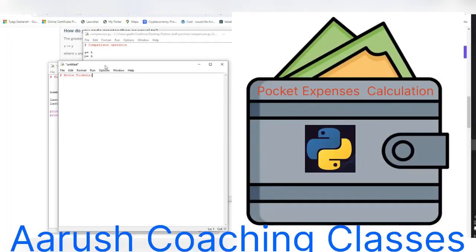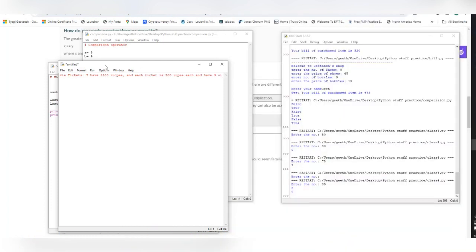You have gone for a movie and you had only 1,200 rupees and each ticket price is 200 rupees each. You can just write that. And you have 4 friends. So maybe 3 friends and you, so that's total 4 people.